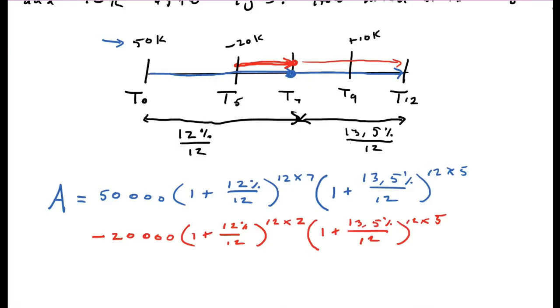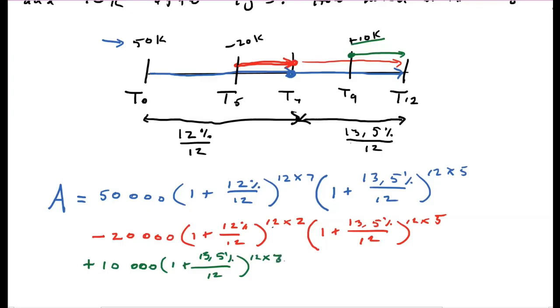But there's more to the story. There's this 10K over here. And this 10K comes in at the end of the session over here. So I'm now going to plus the 10,000. And that was in the account at 13.5% for 12 months. And again, for 12 times, and how many years? From 9 to 12 is 3 years. And so I just put my 3 in there.